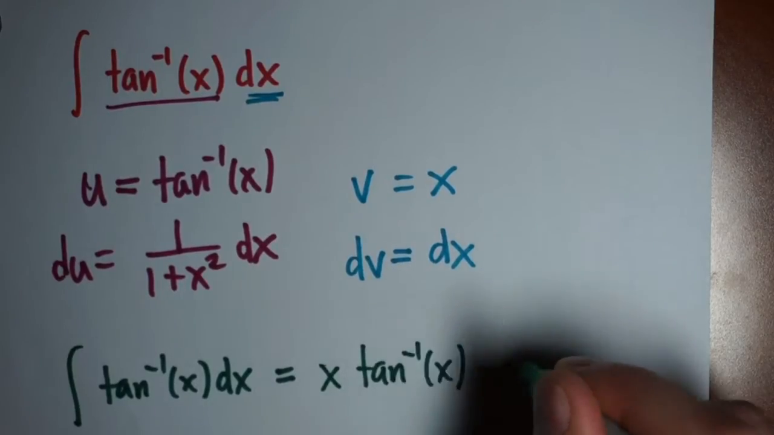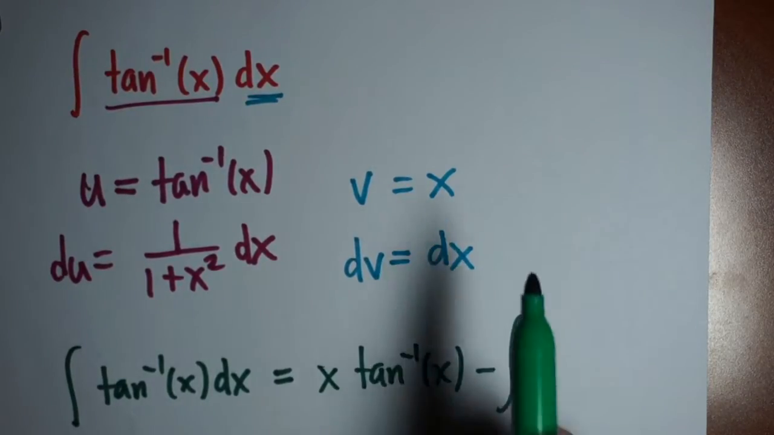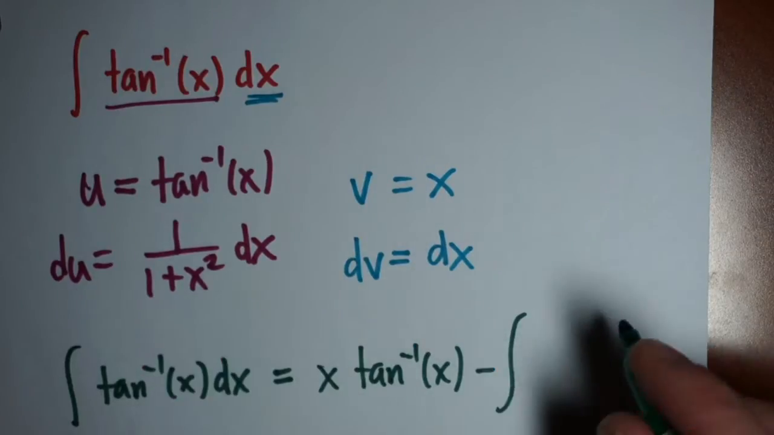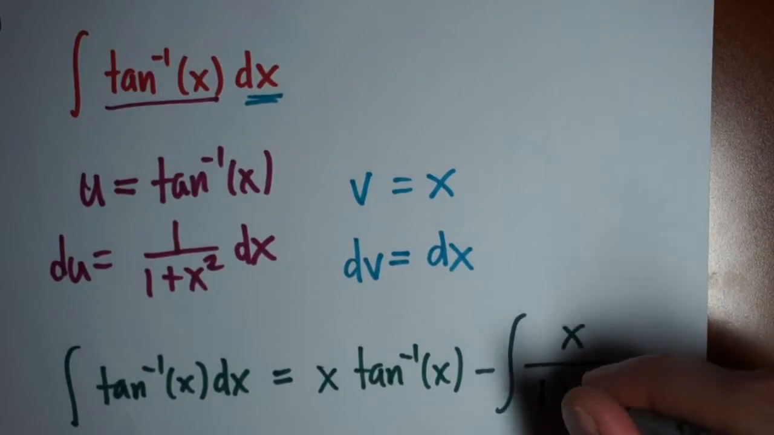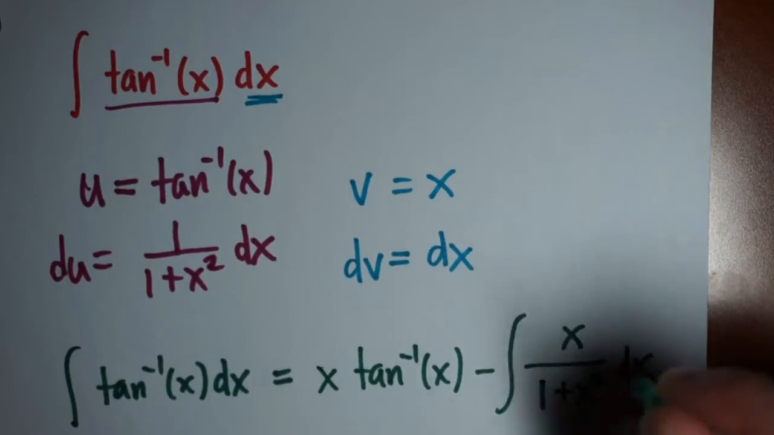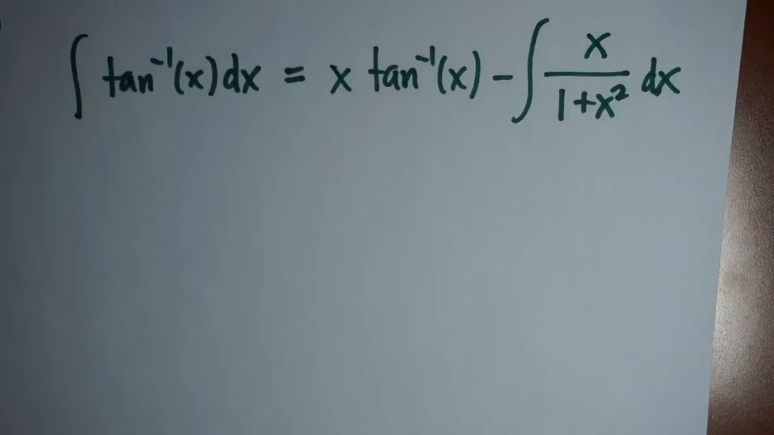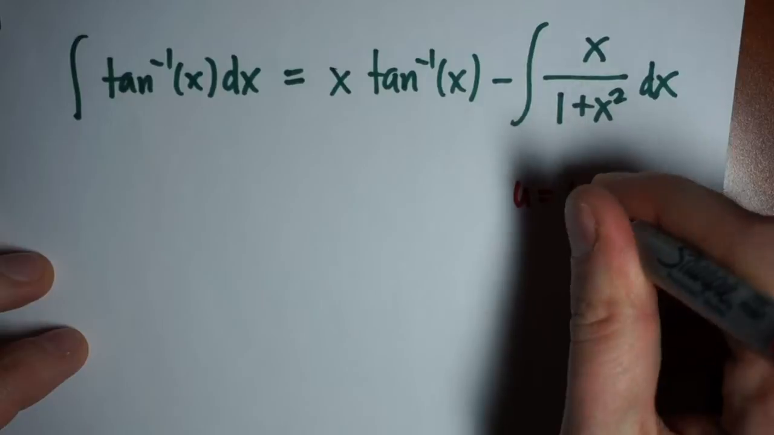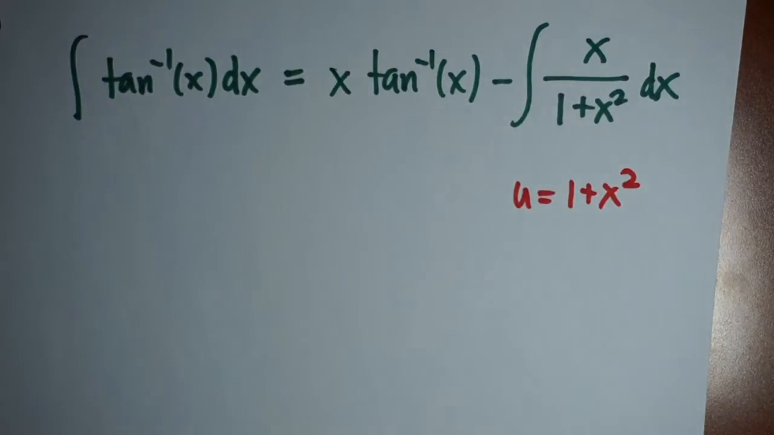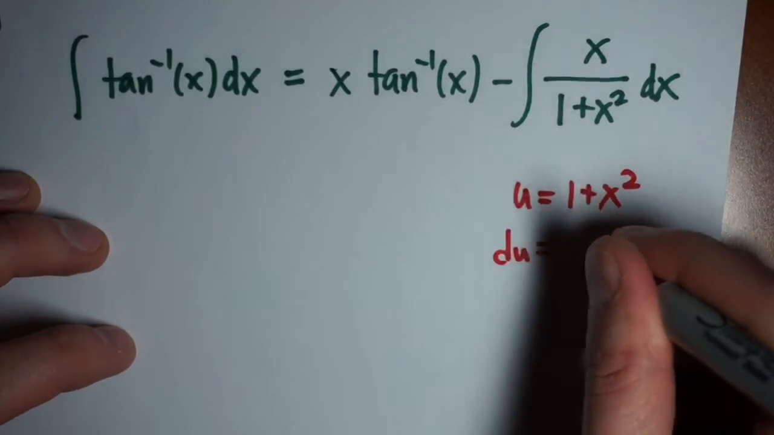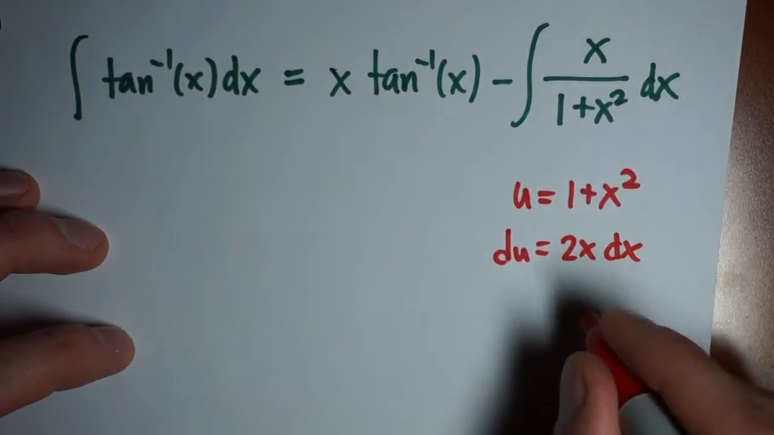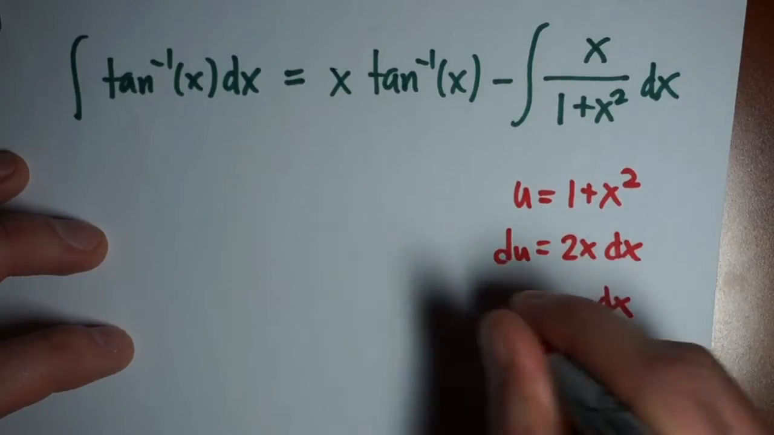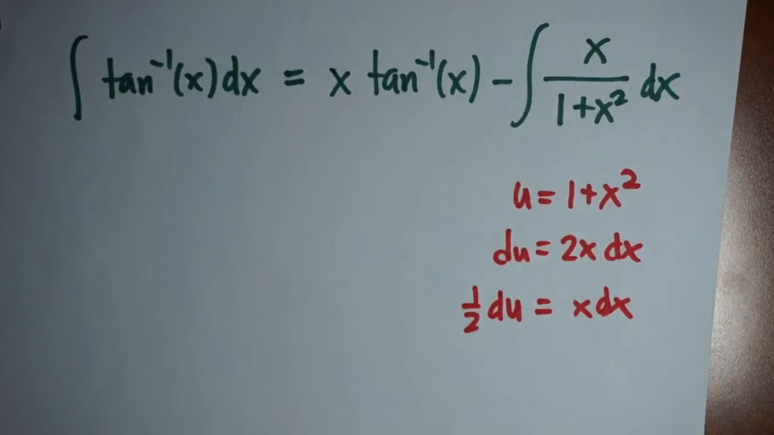Luckily this is in a place I'm not going to have to integrate. And then minus the integral of v times du. So I have x over 1 plus x squared dx. And with that extra x in here, the last integral I have to take involves something I can substitute out. So I let u equal 1 plus x squared. This is not the same u as I used before. And then du is going to be 2x dx, which matches nicely with the rest of the parts of the problem. And so x dx is a half du.